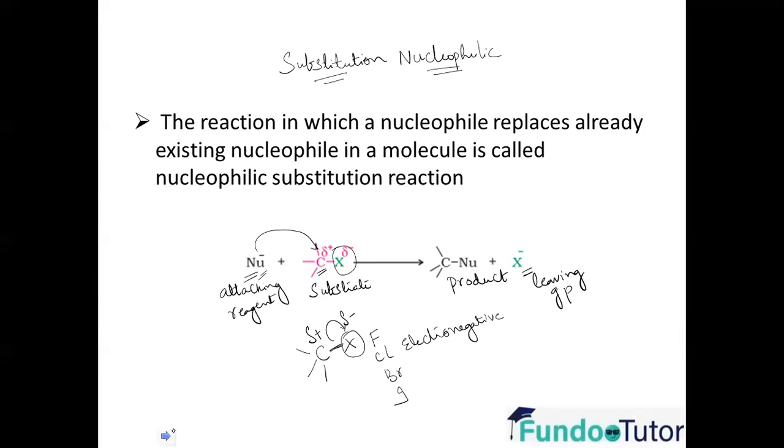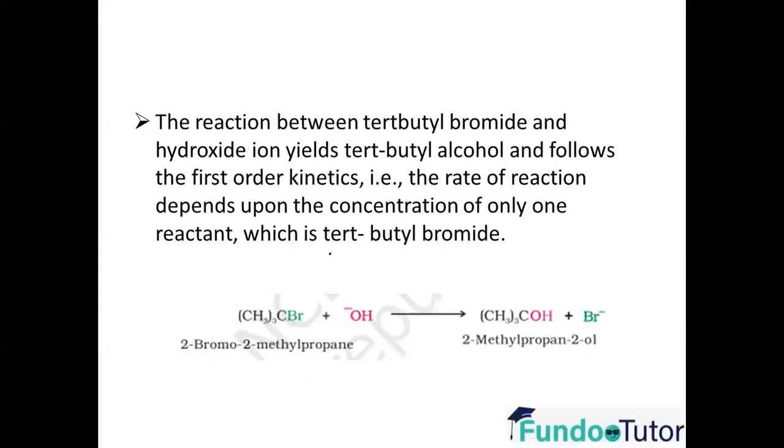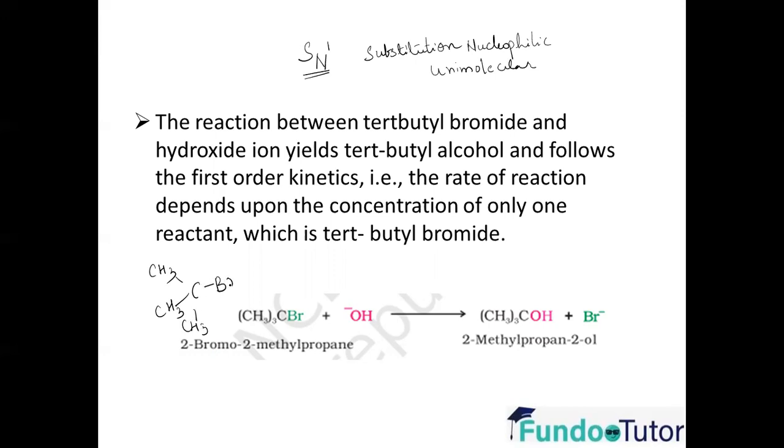Let's understand the SN1 reaction in detail now: substitution nucleophilic unimolecular reaction. So why unimolecular? Take, for example, tertiary butyl bromide, whose IUPAC name is 2-bromo-2-methyl propane. This carbon is attached to three other carbon atoms. This substrate is attacked by a nucleophile, OH minus, resulting in the formation of tertiary butyl alcohol.